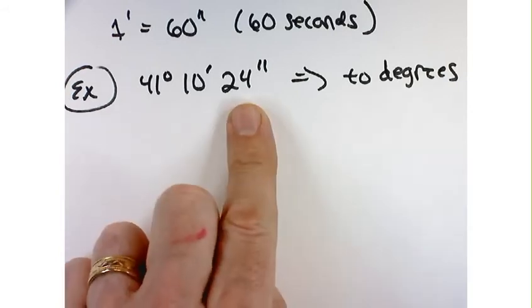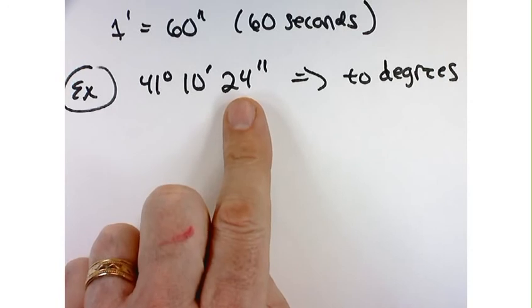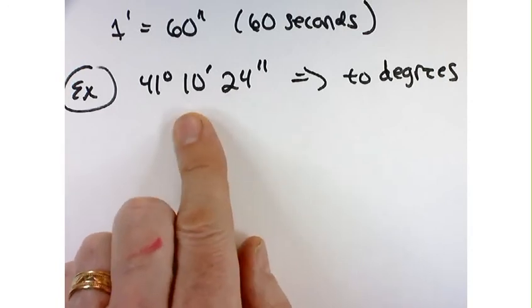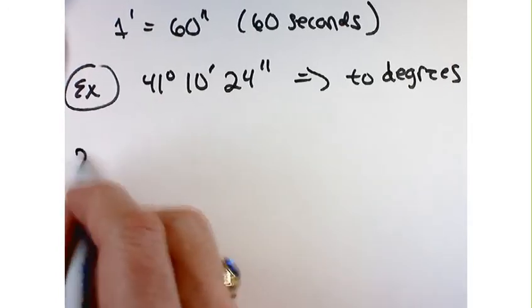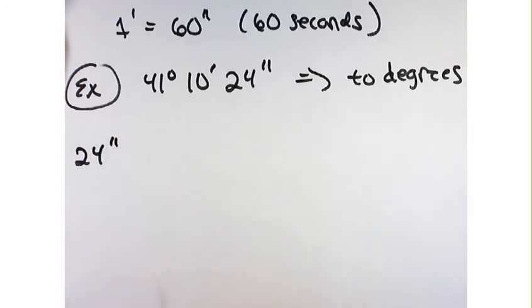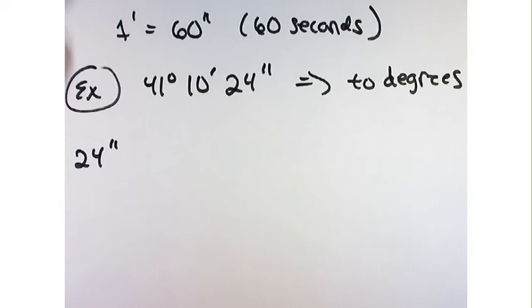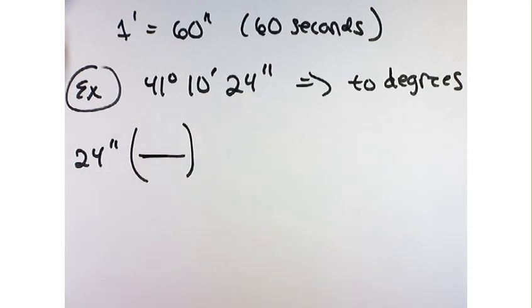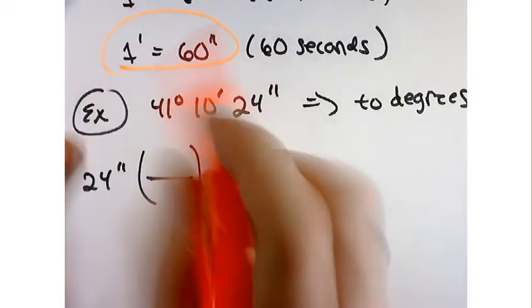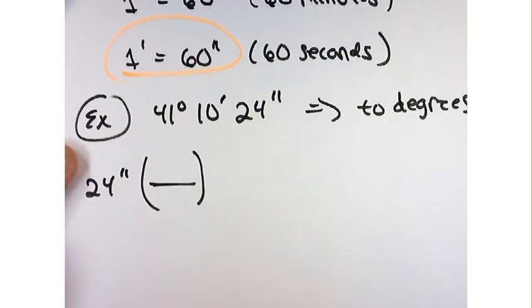So what you have to do is start out with the smallest unit first, convert that to minutes, and then convert the whole thing to degrees. So let's start out with 24 seconds. And I got to figure out, well, what am I going to multiply by to convert that from seconds to minutes? And the key thing that you have going for you is that you already know how these things are related. 1 minute is 60 seconds.